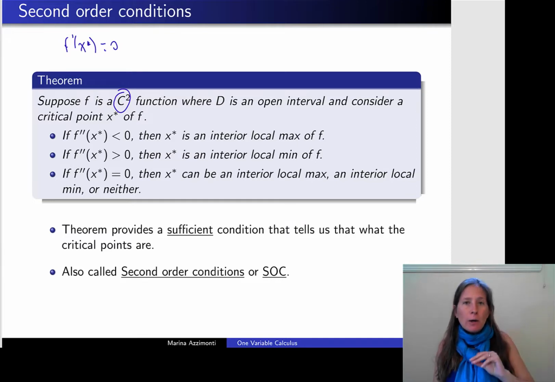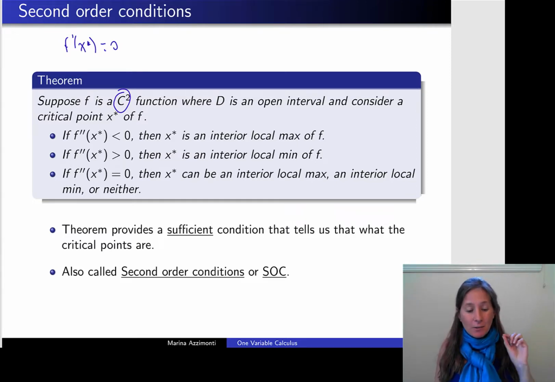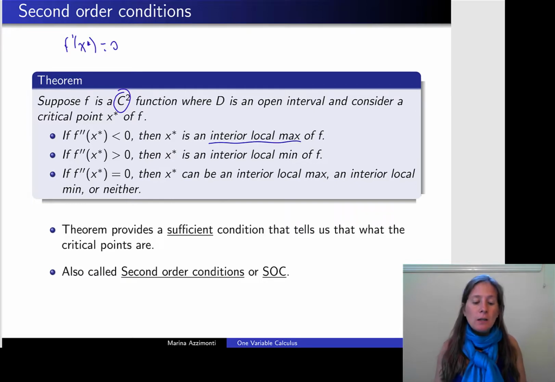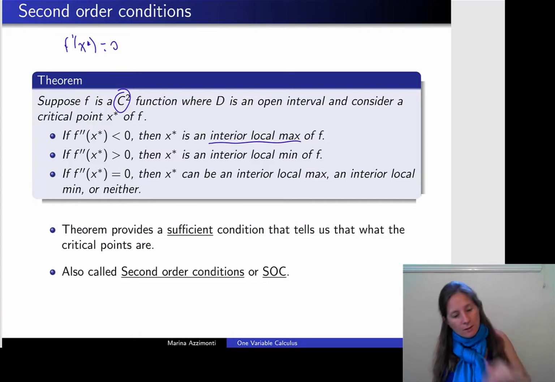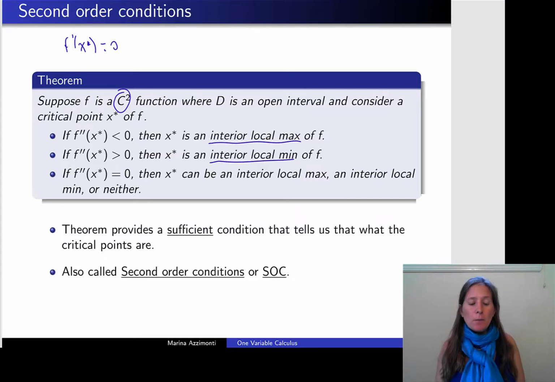If we evaluate the second derivative at that exact point x star, and it is strictly negative, then this is going to be an interior local maximum. If the second derivative is positive, then it is going to be an interior local minimum. If the second derivative is 0, which would happen, for example, with a straight line, then this could be an interior maximum, an interior minimum, or neither.